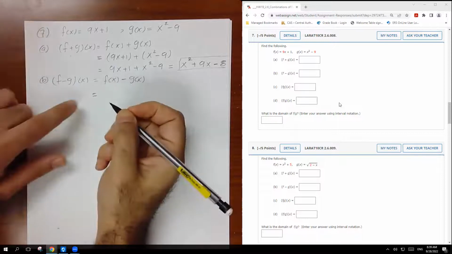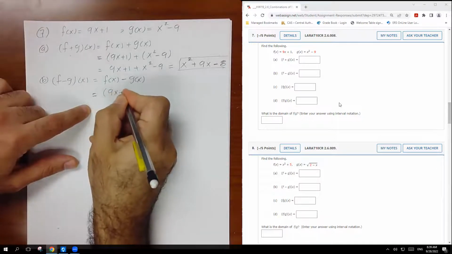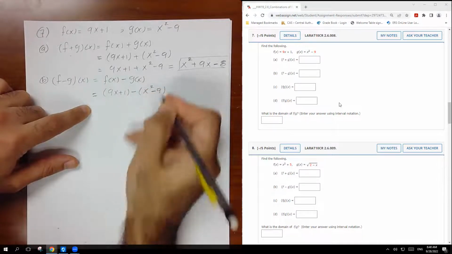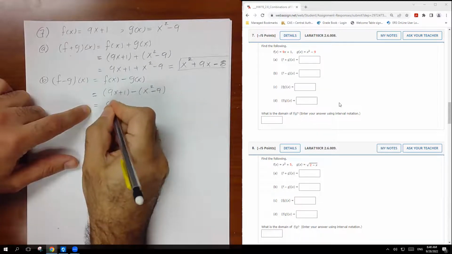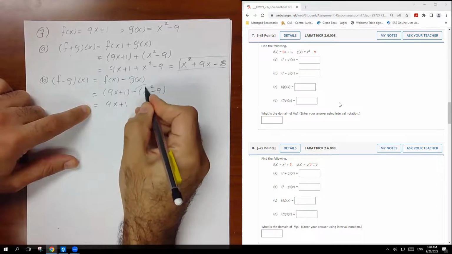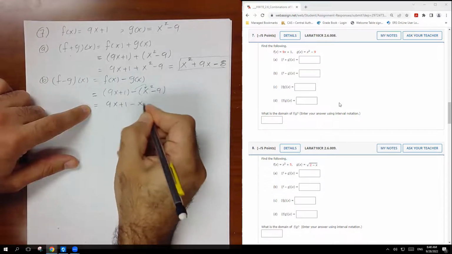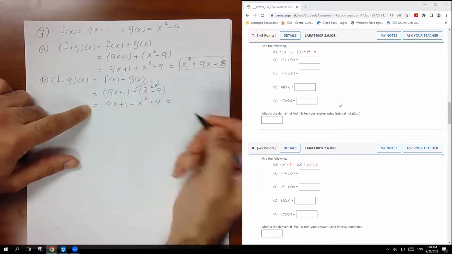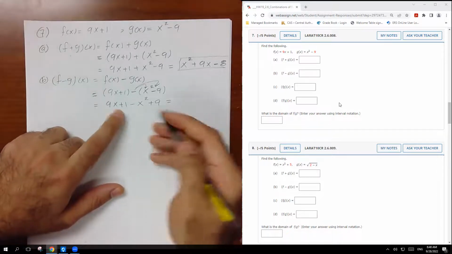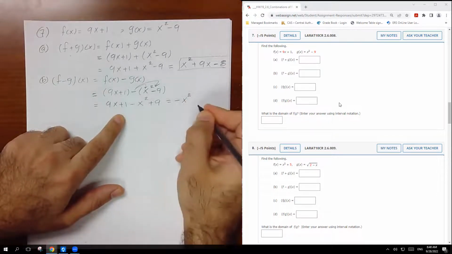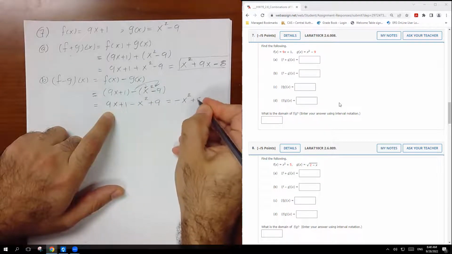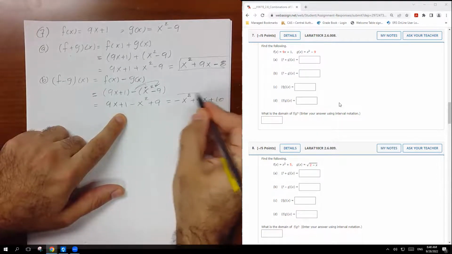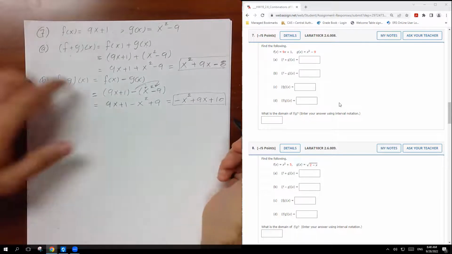So it's going to be f of x, 9x plus 1, minus g of x, which is x squared minus 9. So it's going to be 9x plus 1, distribute the negative sign, so it's going to be minus x squared plus 9. Now check the result. It's going to be negative x squared plus 9x, 1 plus 9 is going to be 10, plus 10. So this is the second one.